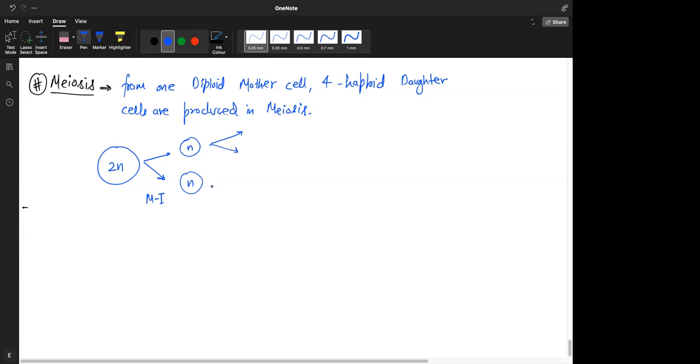Then each cell undergoes one more cycle, which is called meiosis 2, in which again 2 cells N and N are formed. Now we started with a diploid mother cell, and after meiosis 1 we got 2 haploid daughter cells, and after meiosis 2 we got 4 haploid daughter cells. So pay attention here.